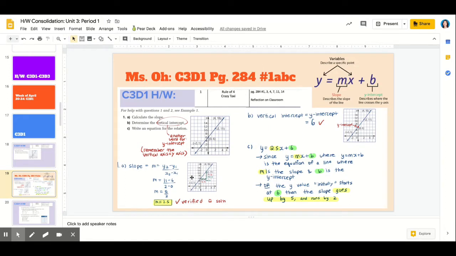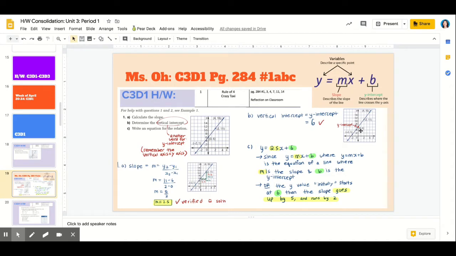Or second, you can use the formula, which you've seen before, and you plug in your values and you find your slope. So that's part 1, question A. Part B, you'd find the vertical intercept by looking at the y-axis. So vertical intercept is the same thing as the y-intercept because vertical just means that this intercept is occurring on the vertical axis, and what vertical axis means is the y-axis.